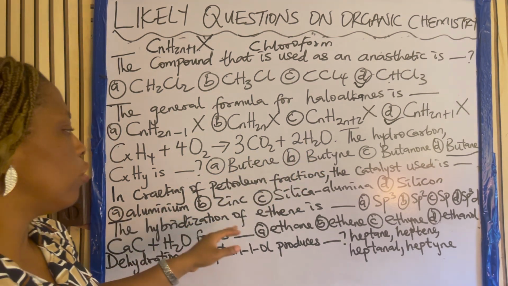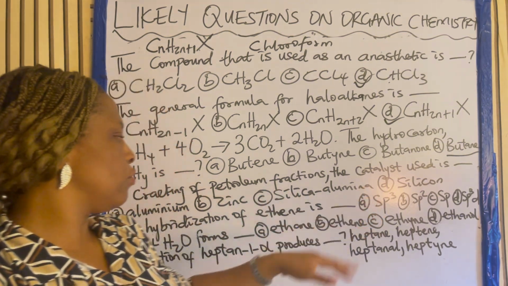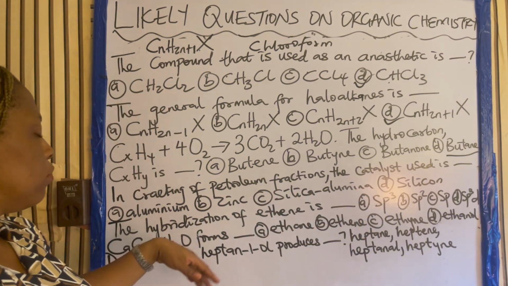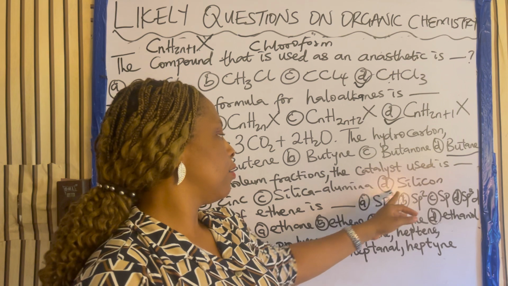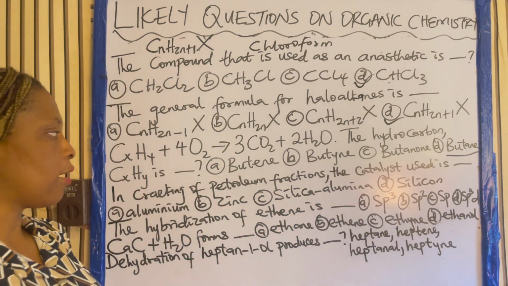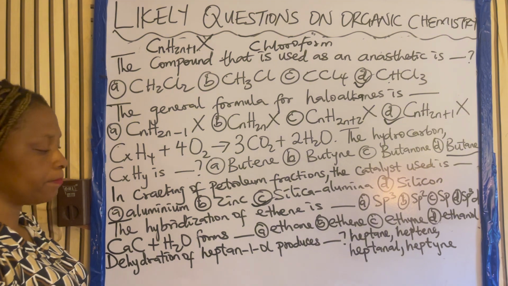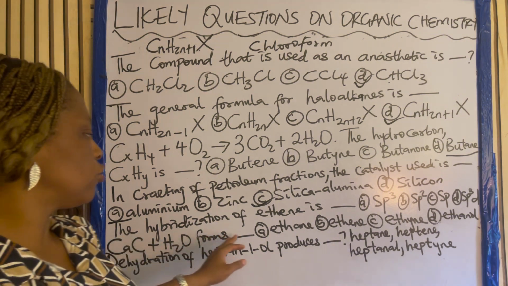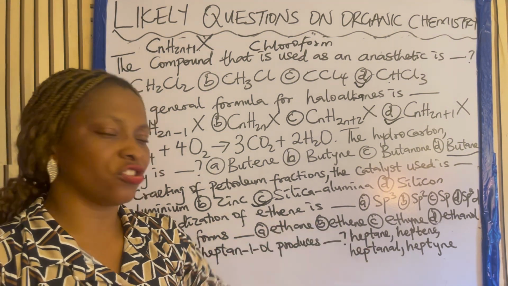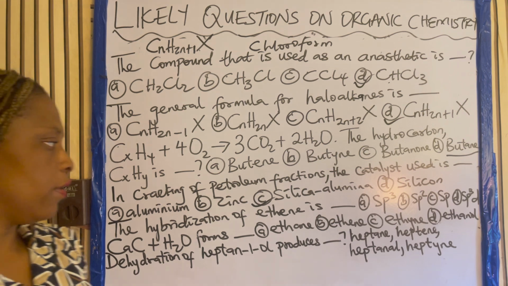In cracking of petroleum fractions, the catalyst used is aluminium, zinc, silica alumina, or silicon. In cracking of petroleum, the catalyst used is what? Silica alumina. The hybridization of ethene is dash. What is the hybridization of ethene?